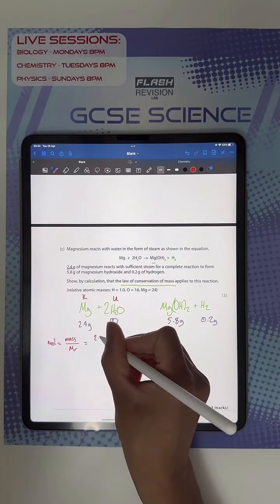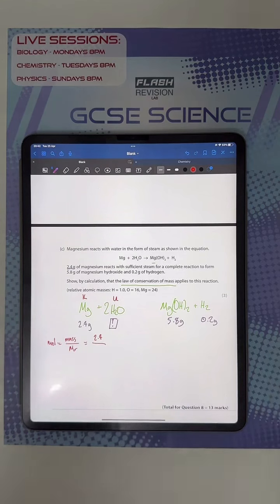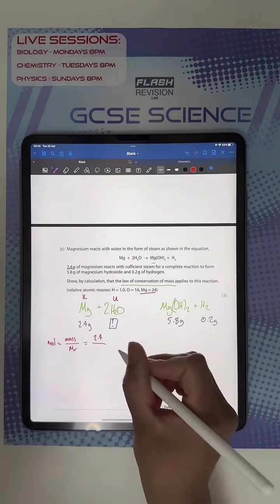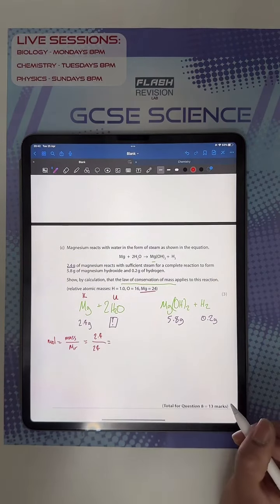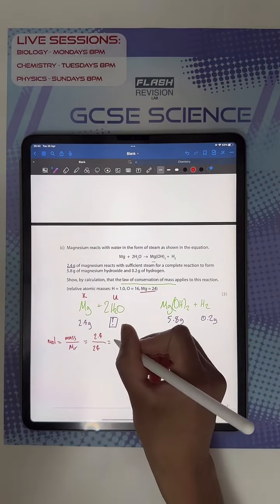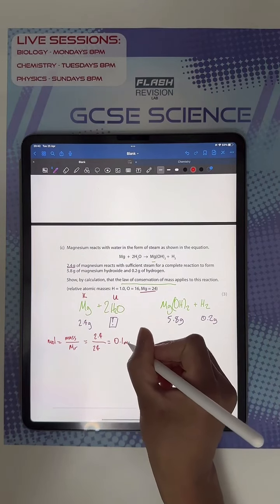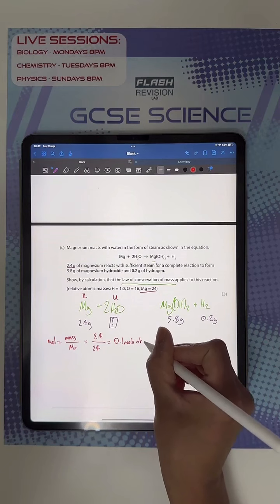So our mass is 2.4 grams divided by the Mr of Mg. We have that here. It's 24. So you do 2.4 divided by 24. That gives us 0.1 moles of Mg.